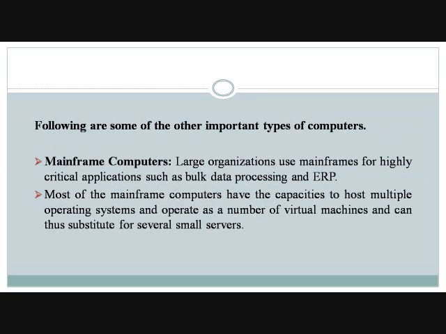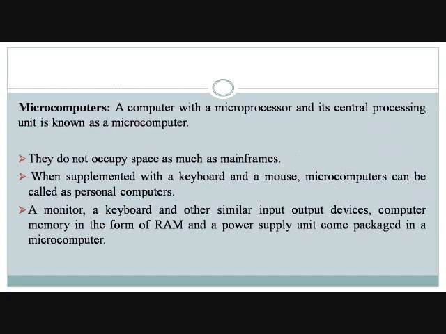Following are some of the other important types of computer. Mainframe computers. Large organizations use mainframes for highly critical applications such as bulk data processing and ERP. Most mainframe computers have the capacity to host multiple operating systems and operate as a number of virtual machines, and can substitute for several small servers.